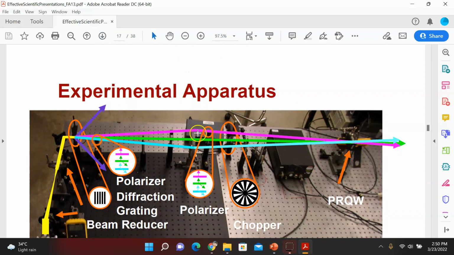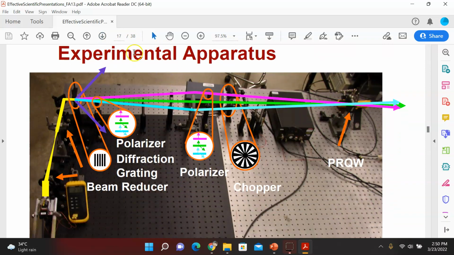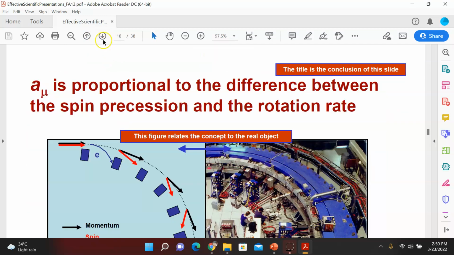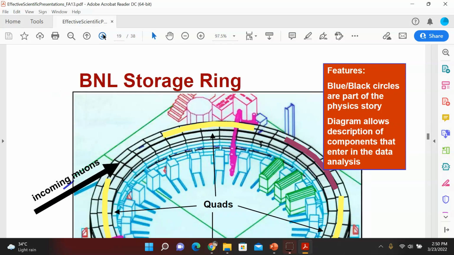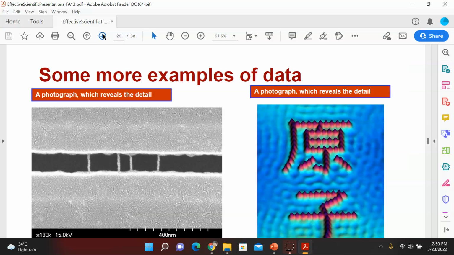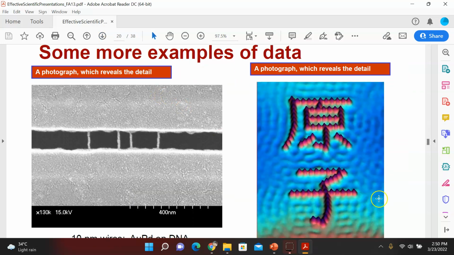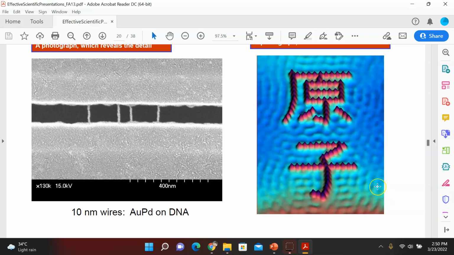Here's another one. This is probably some optics kind of experiment here. Particle physics. Here is essentially, this is probably some atoms. This is probably an arrangement of atoms to form these particular characters.